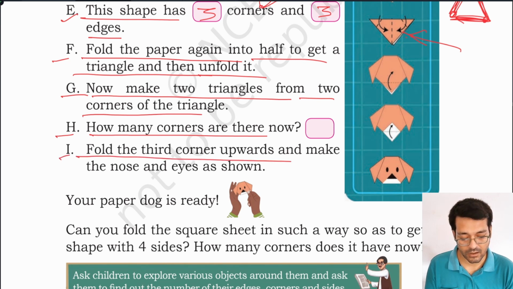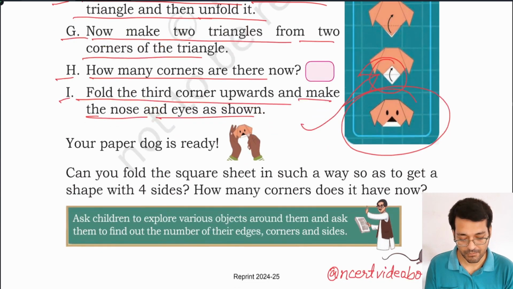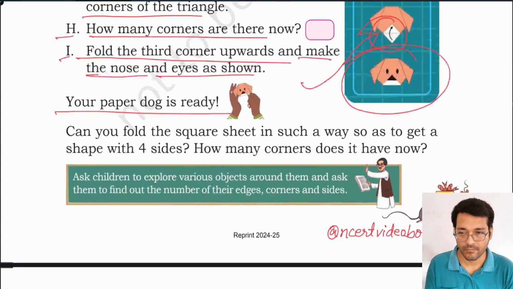Fold the third corner upward and make the nose and eyes as shown. You have to fold the third corner like this and make eyes and a nose like this. Your paper dog is ready.